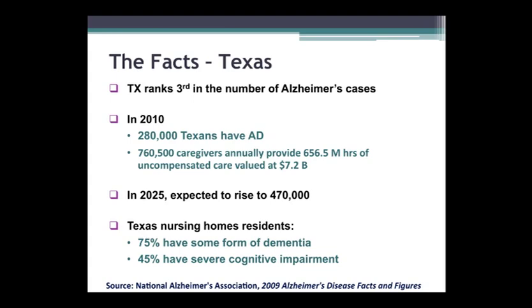noticeably. And it has been calculated that more than two-thirds of Texans that are in nursing homes have some type of dementia, either mild cognitive impairment, Alzheimer's disease, and other types of dementias. And at least almost half of them have a severe cognitive impairment, even if dementia has not been adequately documented or diagnosed.